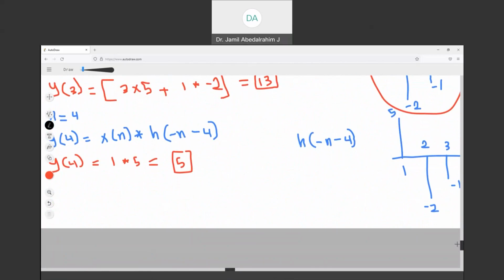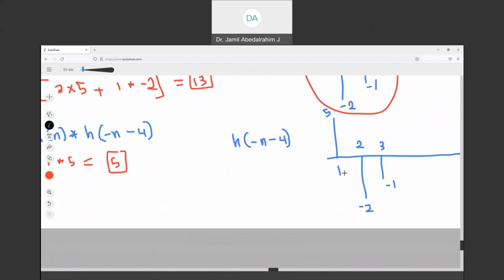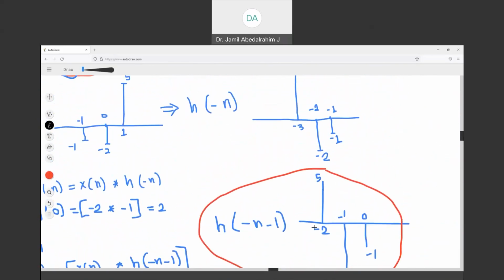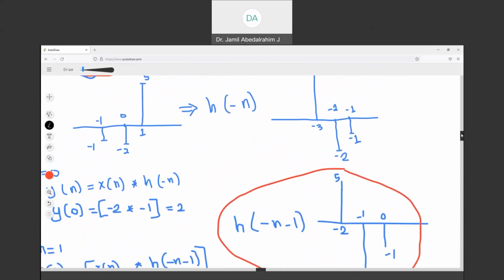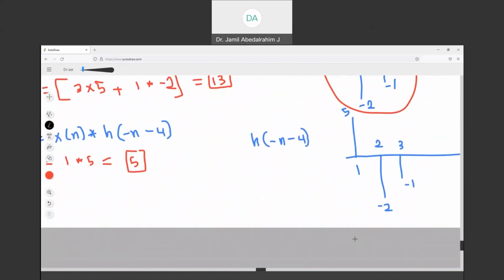Because even if we do one more shifting, look at this figure, 1 becomes 2, 2 becomes 3, 3 becomes 4. So it means 2, 3, 4. We go back to the x of n. Here there is minus 1, 0, and 1. There is no 2, there is no 3, and there is no 4. So nothing to multiply, nothing to find here. So in this case, we will stop.